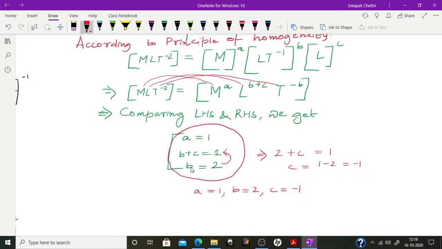Is this clear or not? How I found the value of a, b and c, is it clear or not?